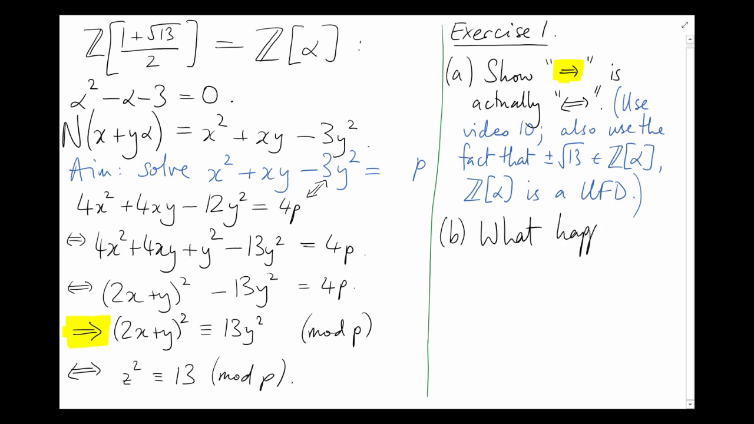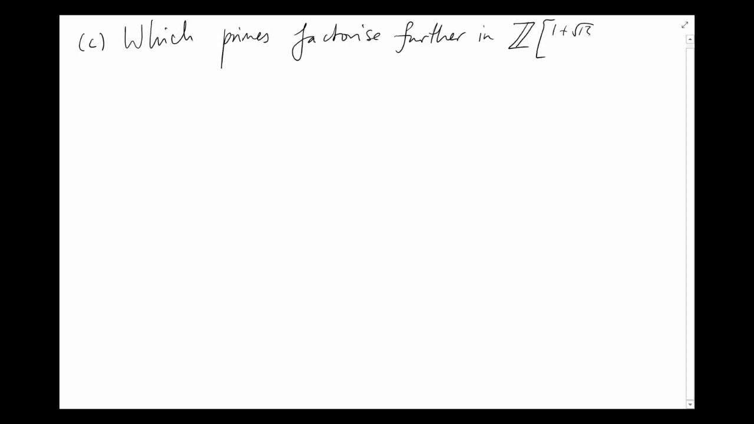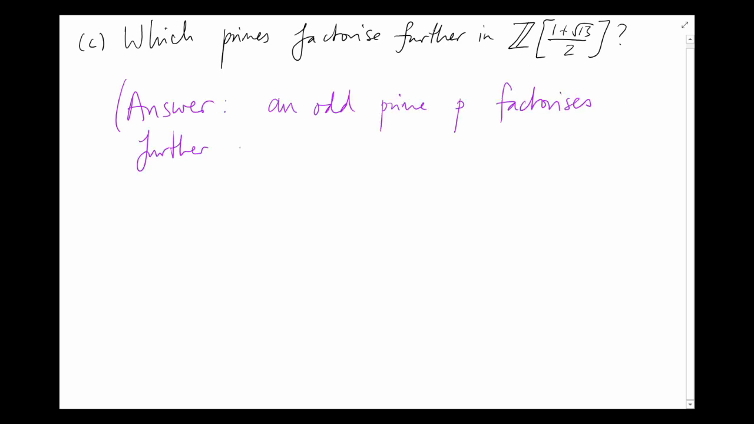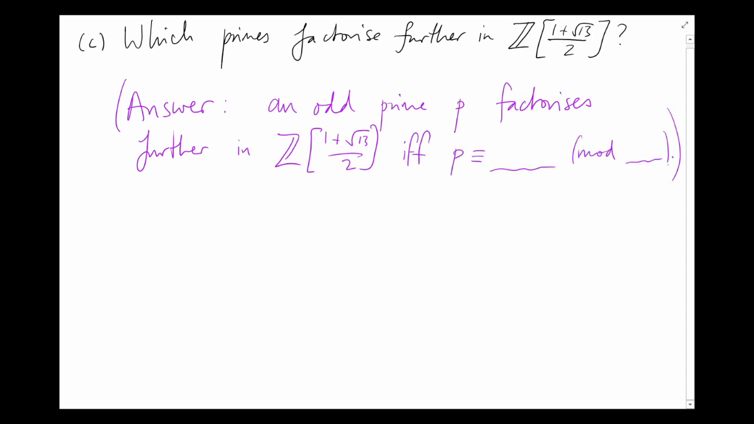Secondly, what happens when the right-hand side is minus p? Thirdly, by using quadratic reciprocity like we did earlier, work out which primes factorize in this ring. Your answer should look something like: an odd prime p factorizes further in Z adjoin (1 plus root 13) over 2 if and only if p equals something mod something. Try to fill in these blanks.